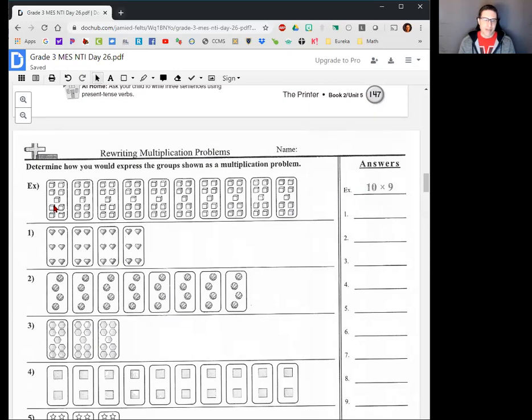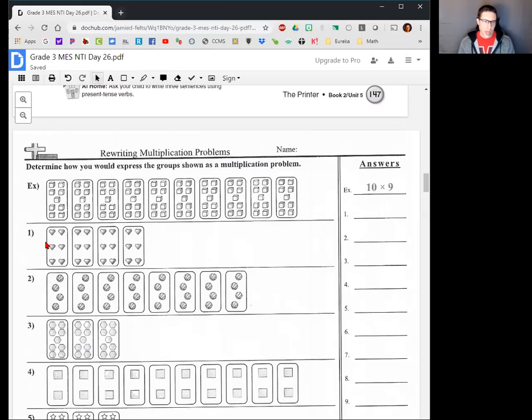And how many are in each group? We've got 1, 2, 3, 4, 5, 6, 7, 8, 9. We've got 9 in each group, so that's our second factor. You want to think about this as 10 groups of 9. And they don't even ask you to put the answer. You don't have to put the product. If you want to, a little extra for you there, you can go ahead and put equals and put what that would be. That would be 90. That's not required on this one because the directions just want us to do the equation.